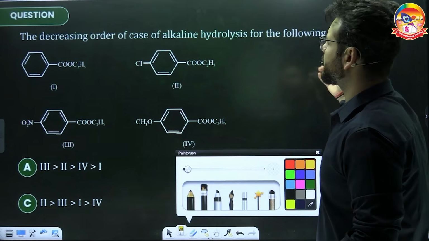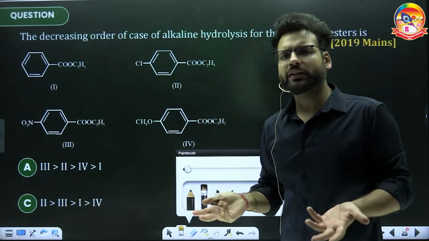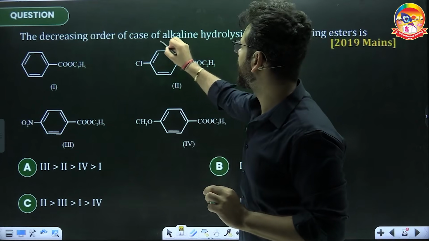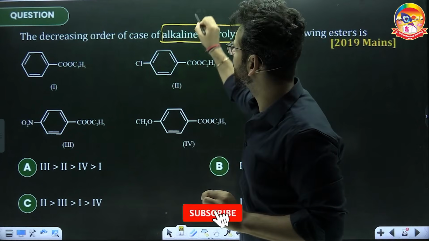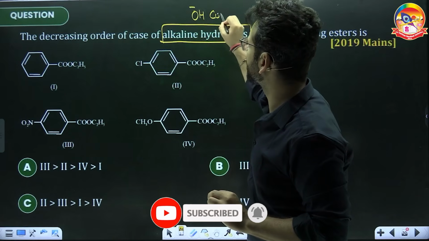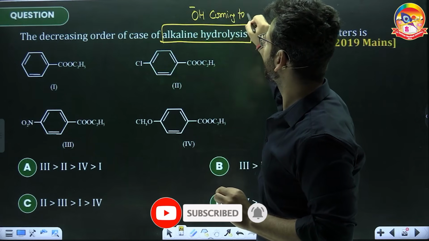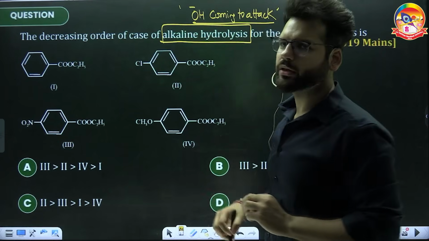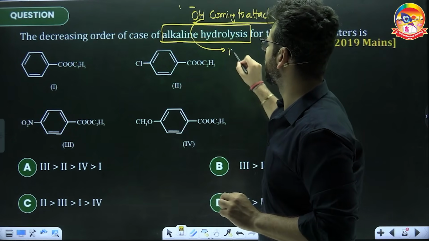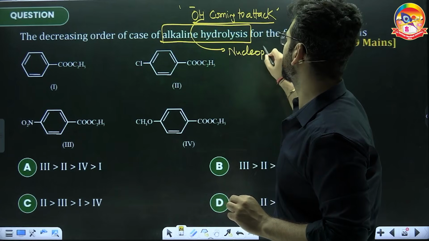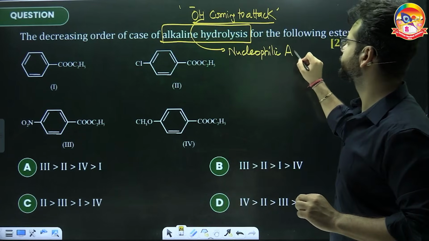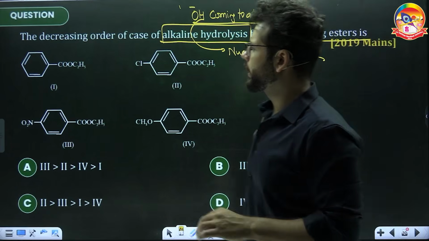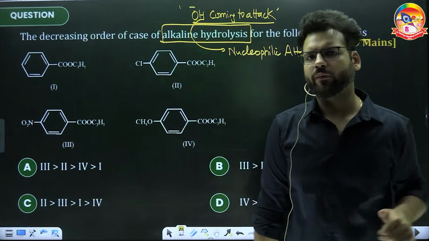Now we look at the question, you might feel, sir, we have not studied esters, but I just told you the concept. Whenever a nucleophile is coming to attack, alkaline hydrolysis, alkaline means OH minus is coming to attack. Who is coming to attack, bache? OH minus, alkaline hydrolysis. What is OH minus? OH minus is a nucleophile. So it's a nucleophilic attack. They are saying which ester has the best nucleophilic attack. Decreasing order we have to tell.